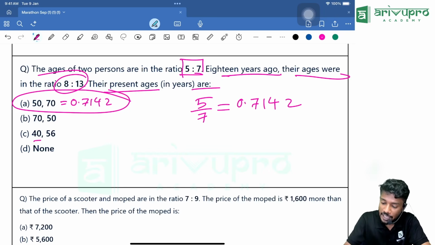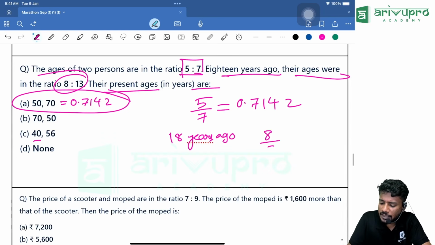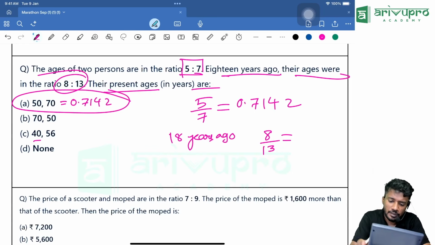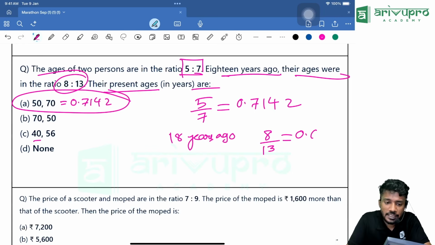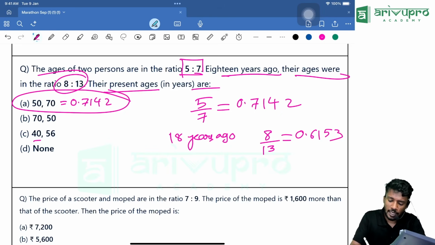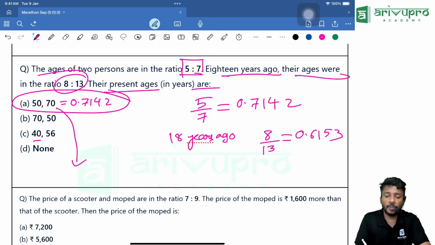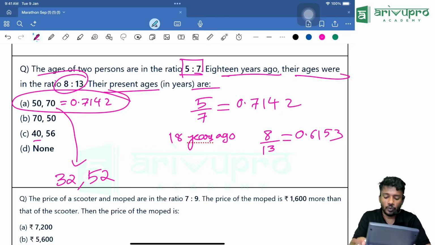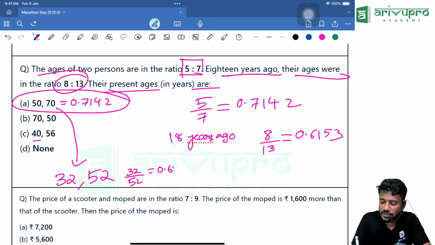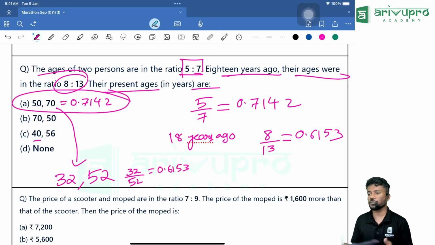We will check that. Now, 18 years ago, the ratio was 8 by 13. 8 by 13 is 0.6153. Now, 18 years ago, 50 will be 32 and 70 will be 52. So, 32 divided by 52 is 0.6153. That means option A should be your answer.